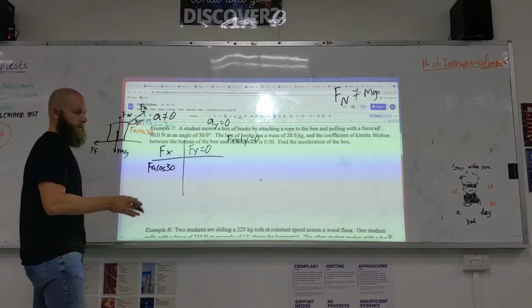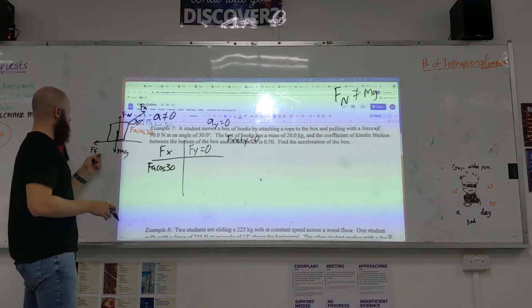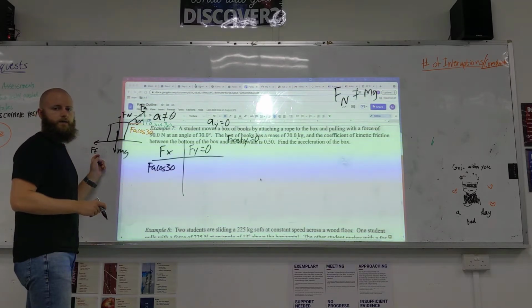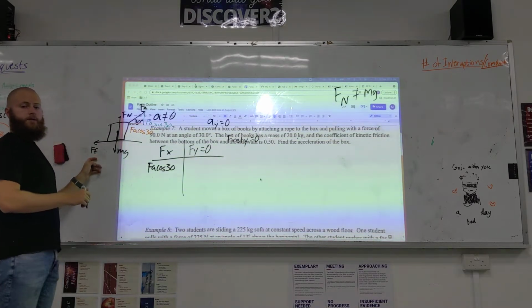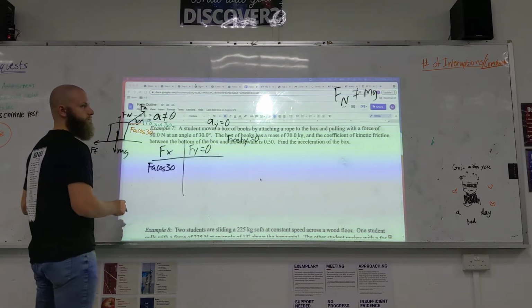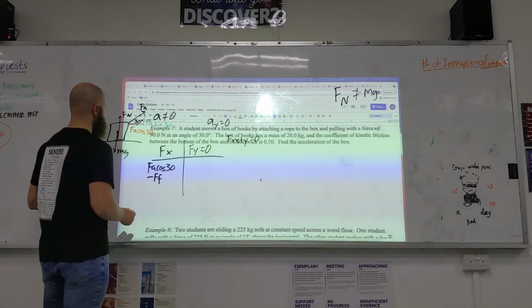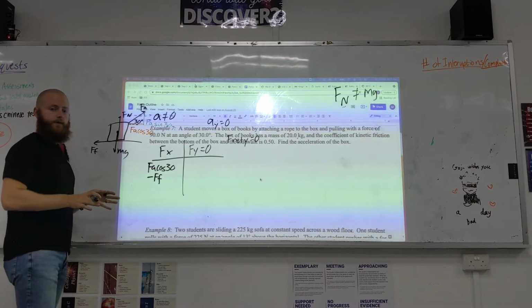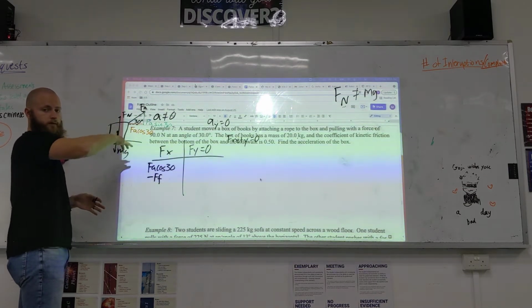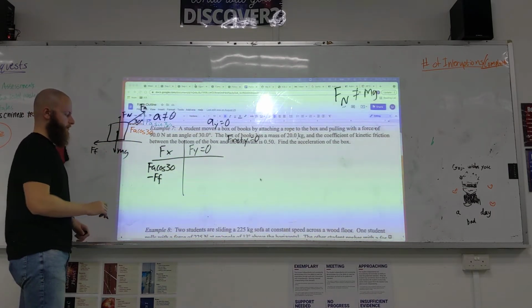I need to start worrying about positives and negatives here. Will Ff be positive or negative? Yeah, we probably should make it negative since it's backwards. Good. So negative Ff. And do we have any other forces in the x direction? Yeah, those are our only forces in the x direction.